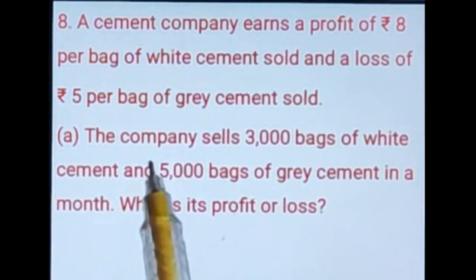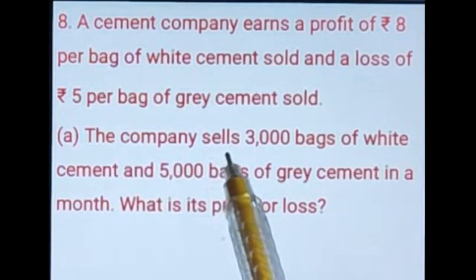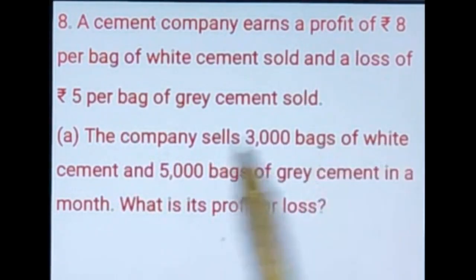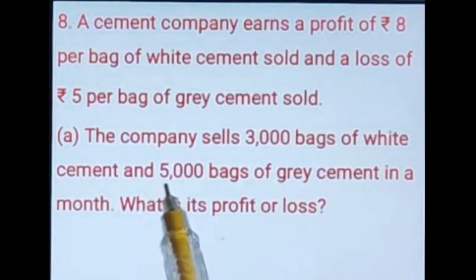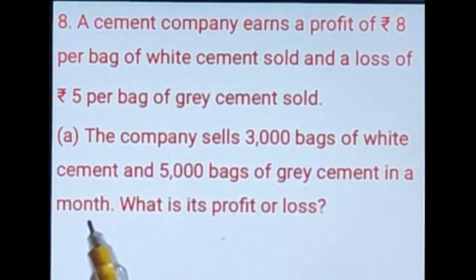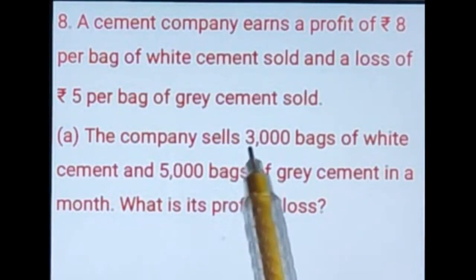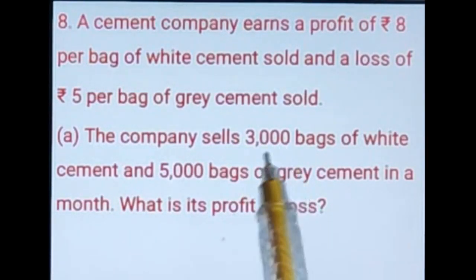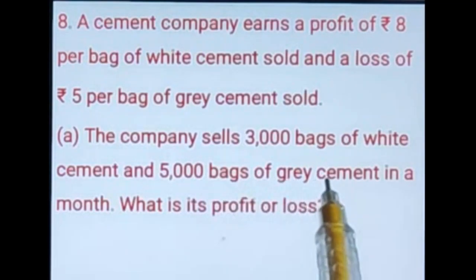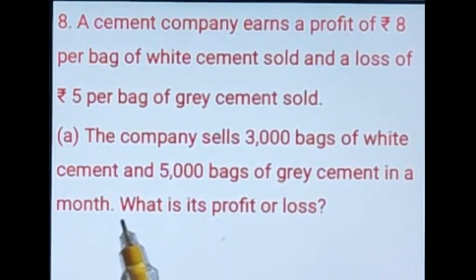What is number A question? The company sells 3000 bags of white cement and 5000 bags of grey cement in a month. What is its profit or loss? So you have to find, after selling 3000 bags of white cement and after selling 5000 bags of grey cement in a month, what will be their profit or loss? So you have to solve this in a systematic way.